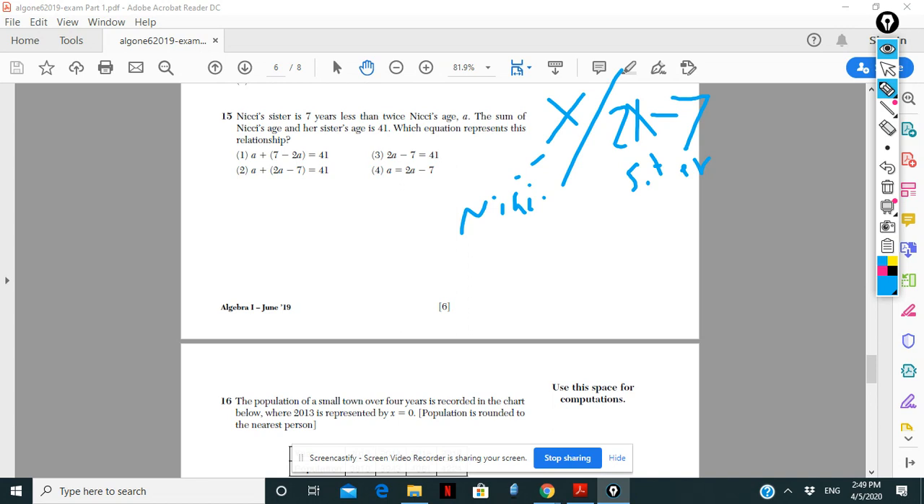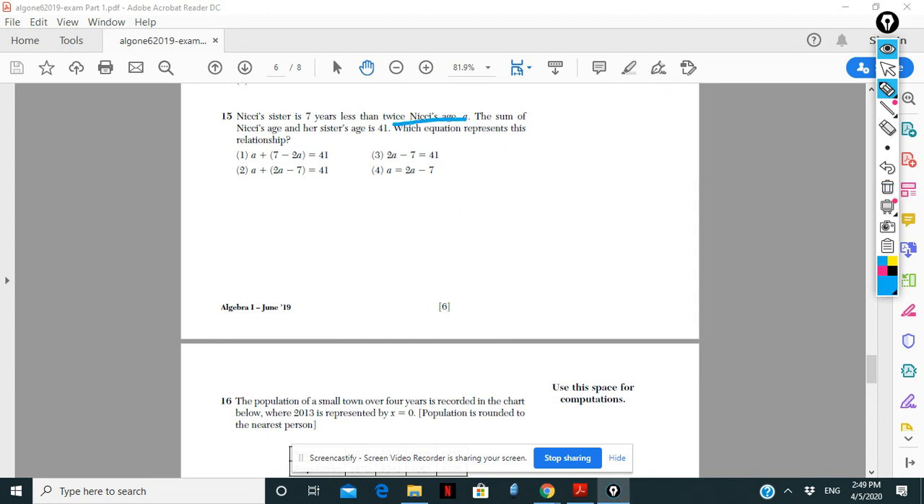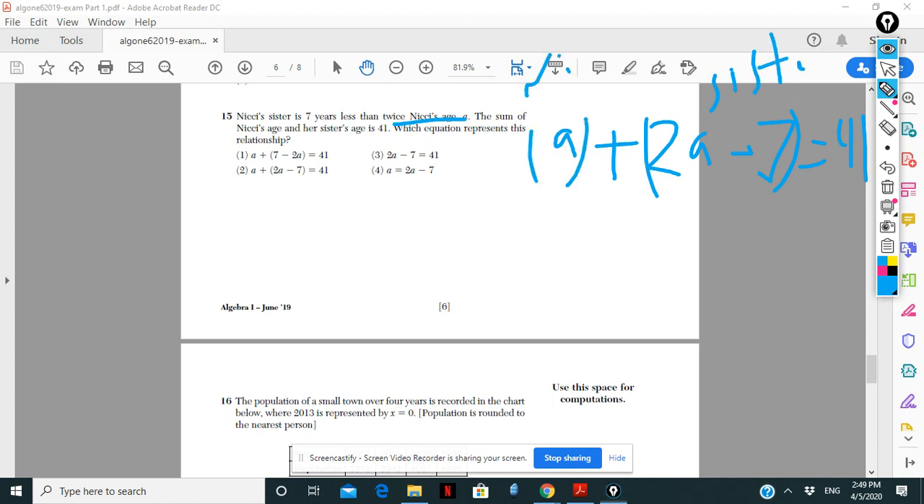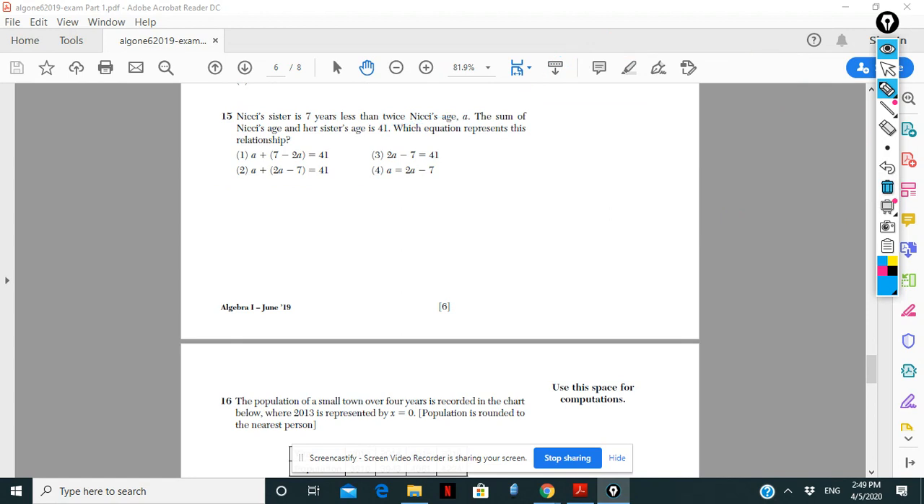Oh, sorry. Now he gave me niece's age as a. So niece's is a. Her sister is 7 years less than twice her age. When you add them, it's giving you 41. This is the sister. That's the niece. So which one is this one? It's that one. Maybe sometimes they're asking you for more simplification. So it's 3a minus 7 equal to 41. Sometimes he's playing the game and gives you the simplest form.